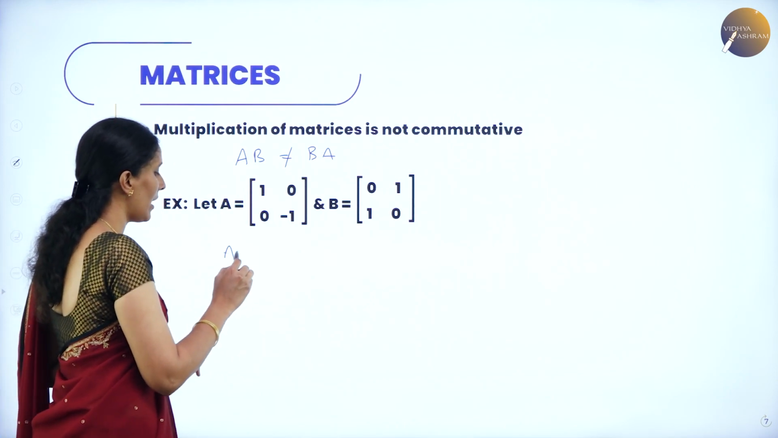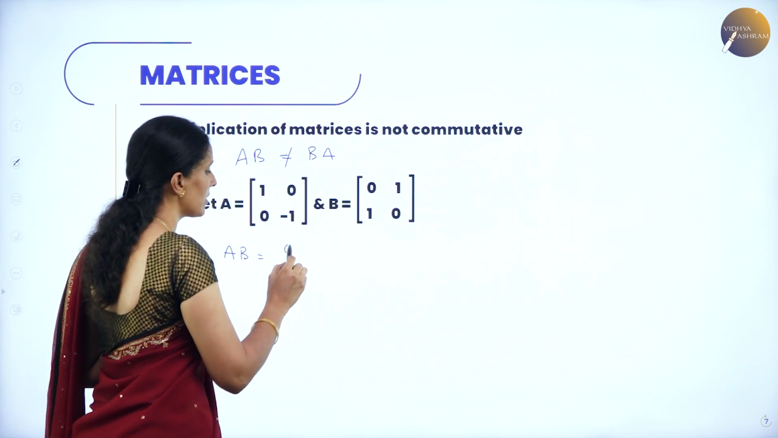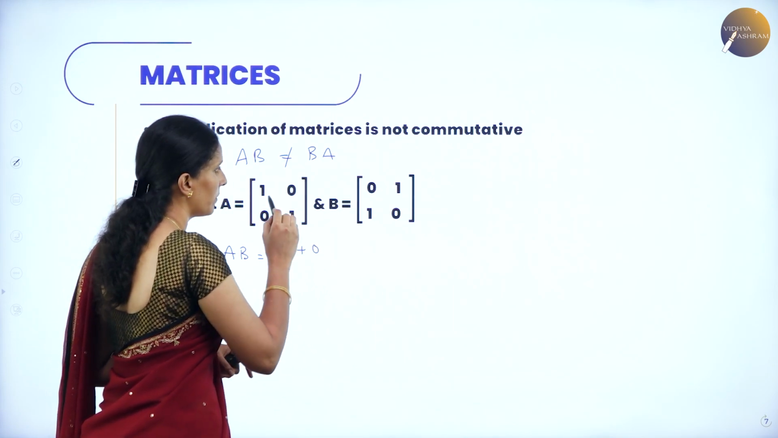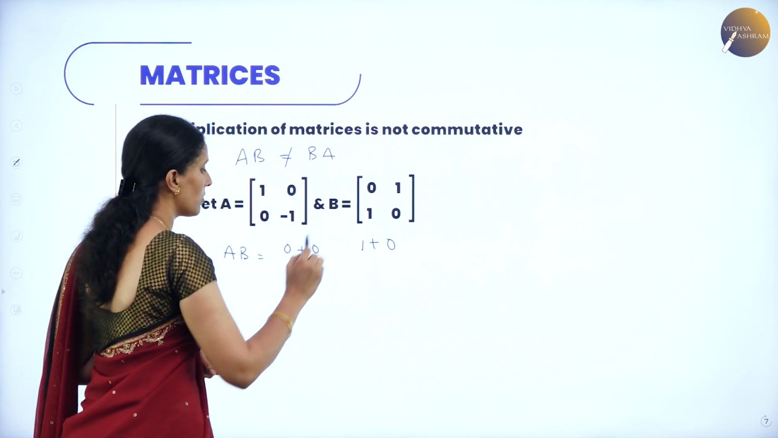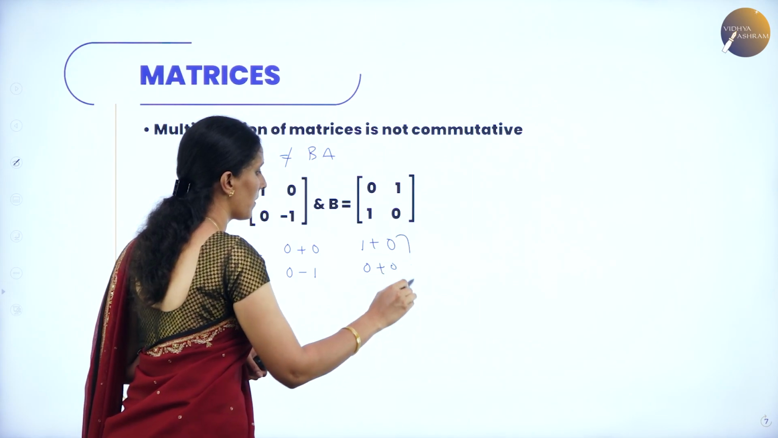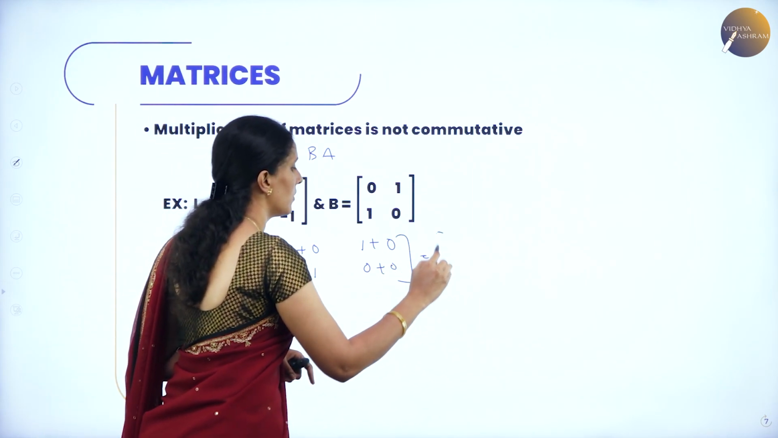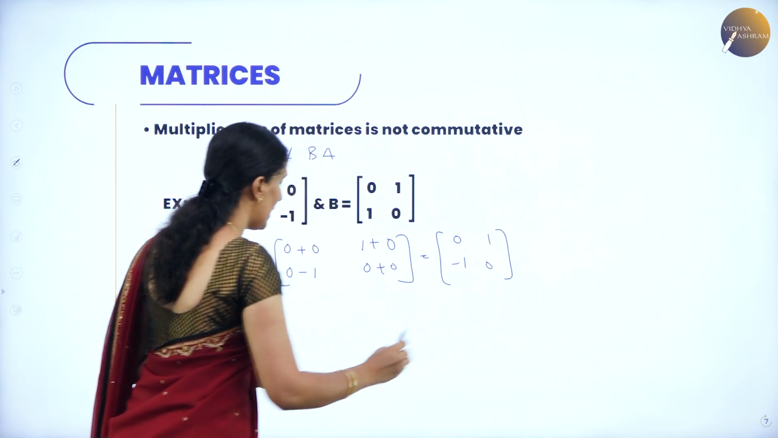So let's define AB. First row into first column: 1 times 0 is 0, 0 times 1 is 0. Next, 1 times 1 is 1, 0 times 0 is 0. 0 times 0 is 0, minus 1. Next we get 0 0. So this is AB. So what is AB now? 0 1 minus 1 0. Let's see BA.